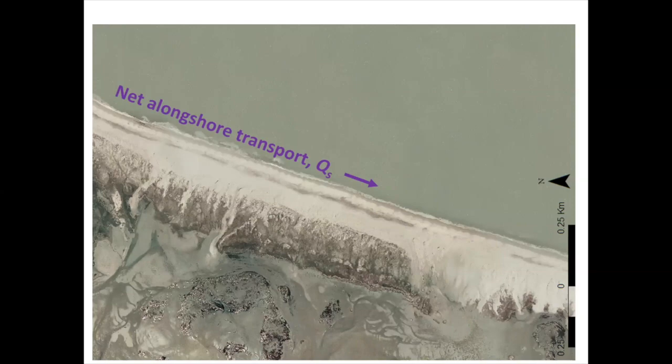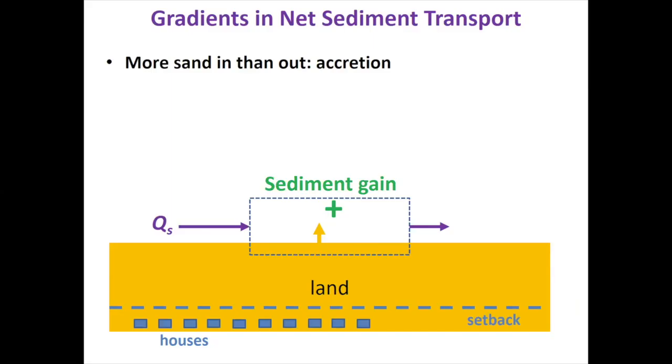Now, the next point is a key one here, that really it doesn't matter very much how much sand, how much sediment is moving past a given point on the coastline. What matters is how the amount of alongshore sediment transport varies as you move along a coastline. So this is showing a situation where we've got a gradient in this net alongshore sediment transport. This applies over the time scale of something like a year and longer.